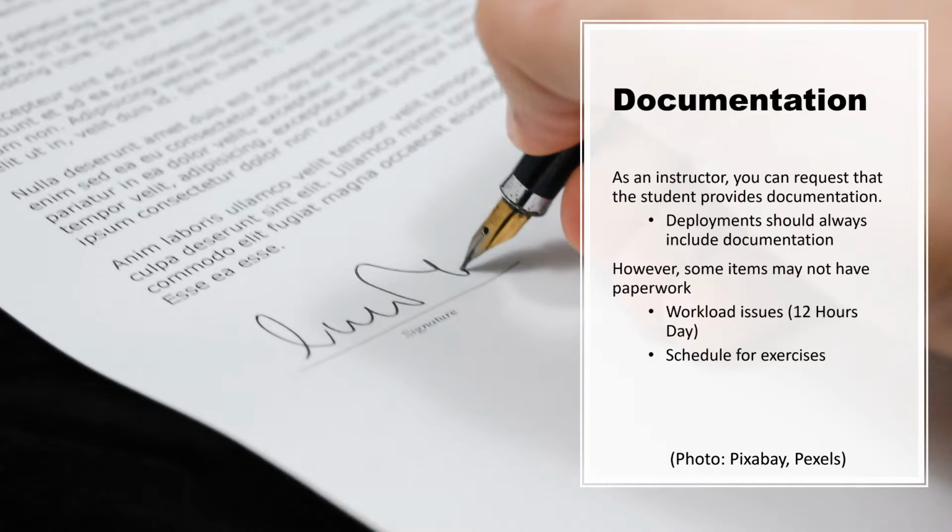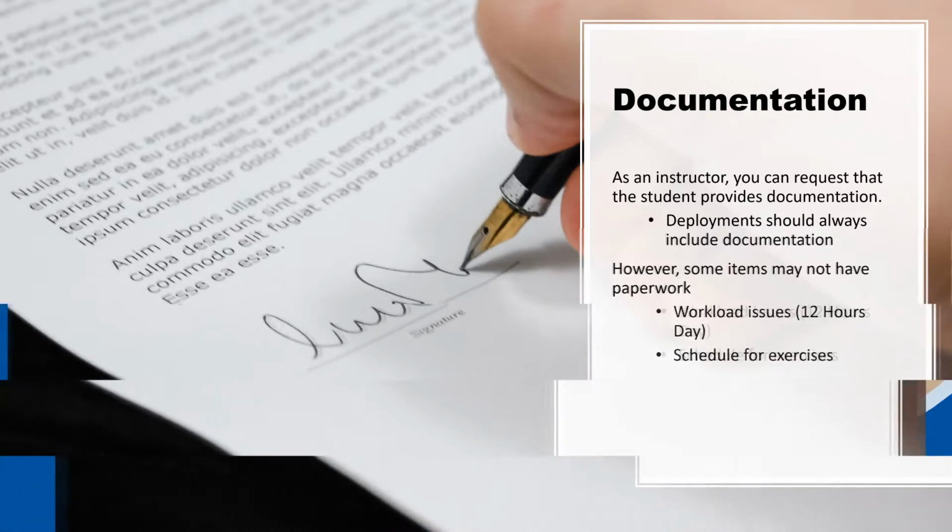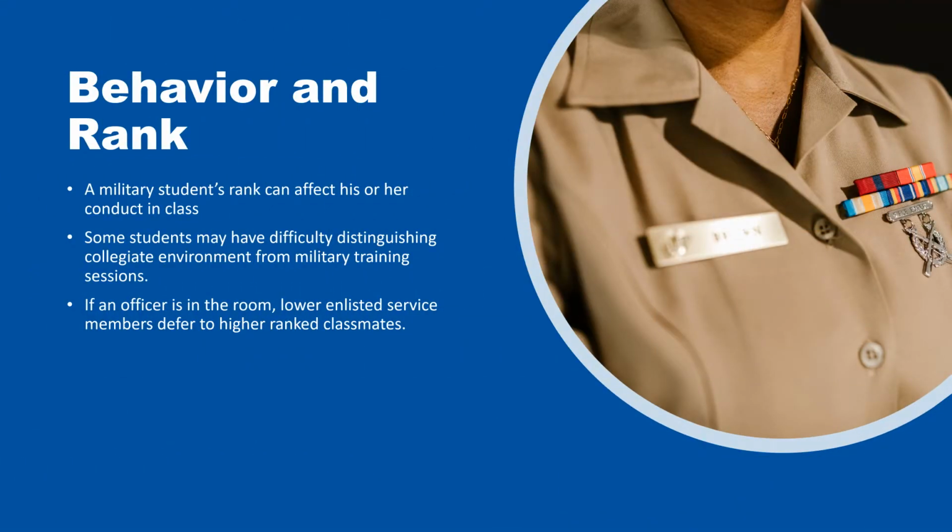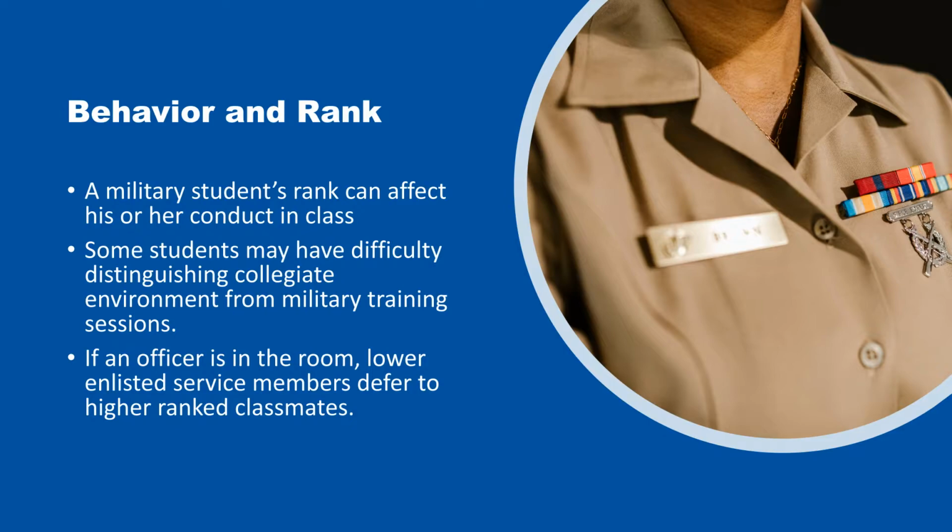Also, schedules for exercises are not always published ahead of time. In summary, you can always ask for documentation from your students. Just keep in mind that official documentation may not always be available. Ask your students to always communicate with you as soon as possible in the event that any unexpected issues arise. A military student's rank can affect his or her conduct in class.